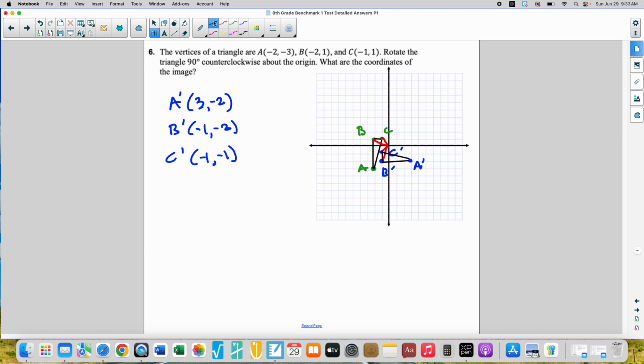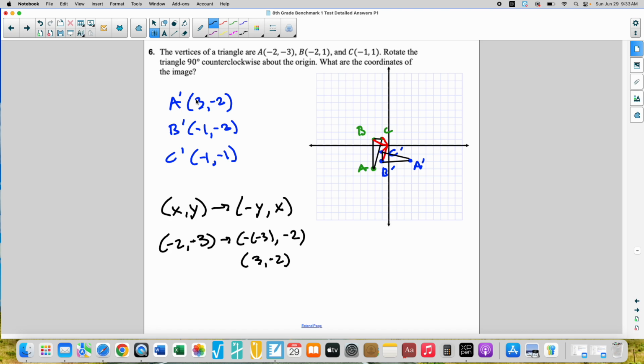Okay, so how do we do that? What is the translation? Remember how we have a translation for every point? Well, when you rotate it 90 degrees, you have the opposite of your y value and your x value. It's kind of crazy how that works. So if we take our first point, which is negative 2, negative 3, and we take the opposite of my y value and my x value, which becomes 3, negative 2, does that get my rotated point? Yeah, it does.